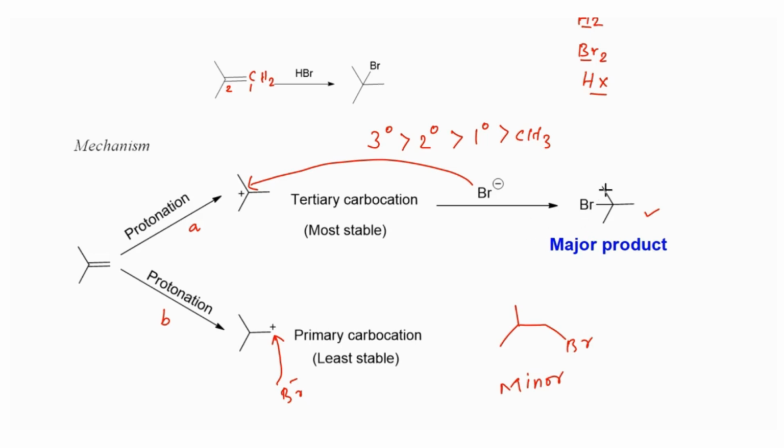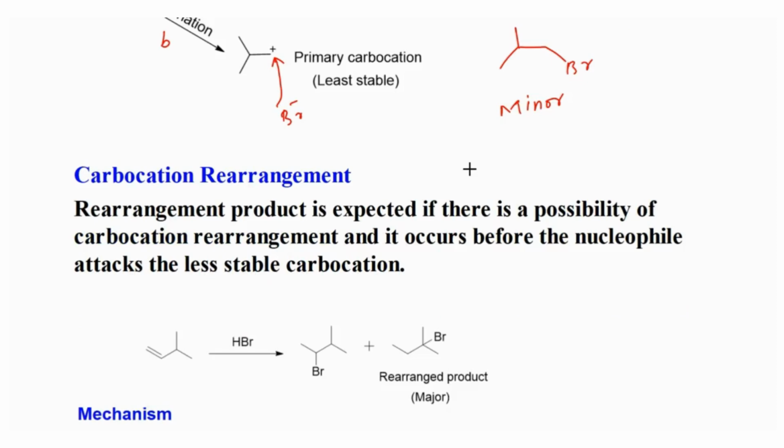We should always be concerned about the major product formation, and it always depends on the carbocation stability. I hope you understand it. So first you have to add the proton, that is hydrogen, to both of the alkene carbons and check the carbocation stability. Then you attack the bromide ion on the most stable carbocation according to the order given. So that's all. Now let's see another example of an alkene.